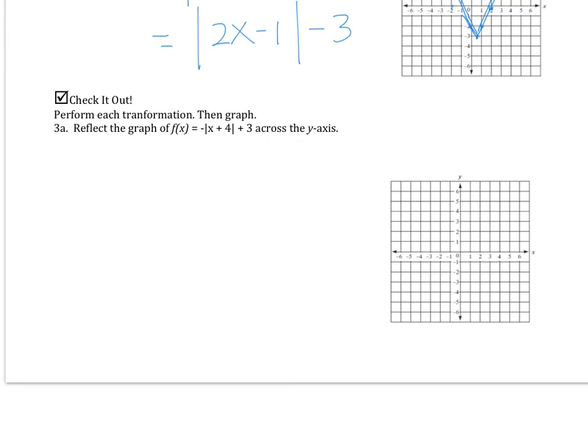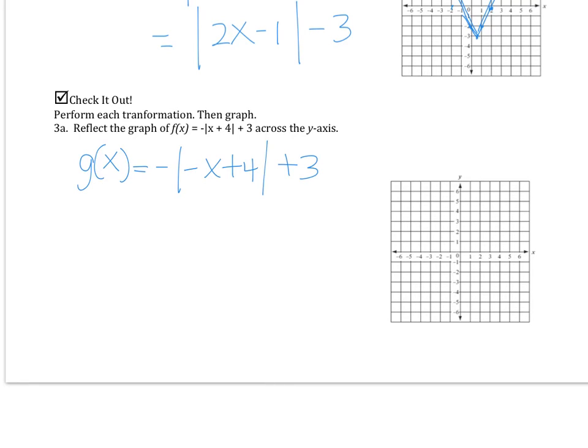Okay, so you have 3 to try. So pause the video. Try to at least write the function. I can understand if you have trouble graphing, and I'll be okay with that. I wanted to see that you can definitely write the function. When you reflect across the y-axis, if you look at your rules, you only negate the x. Everything else stays the same.